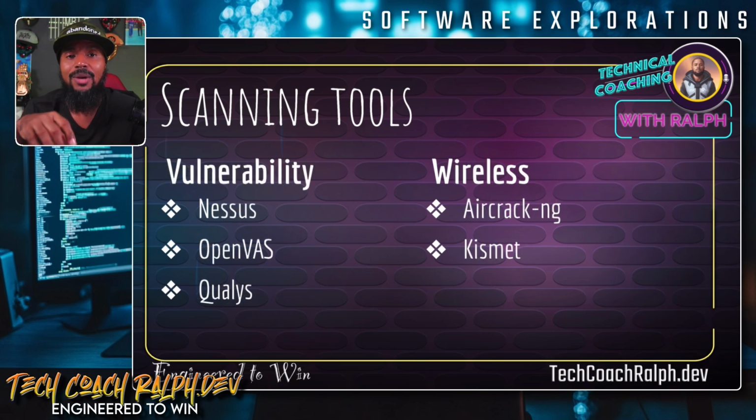Now, for vulnerability, we have Nessus, OpenVAS, and Qualys, right? I haven't used any of these. Nessus sounds familiar, but I don't believe I know it. Like I said, we're going to be getting involved in all of these. And then for wireless, we have Aircrack-ng and Kismet. What I'll try to do is see if I can crack my own router over here. We'll see what happens, right? But those are some of the scanning tools that are available.